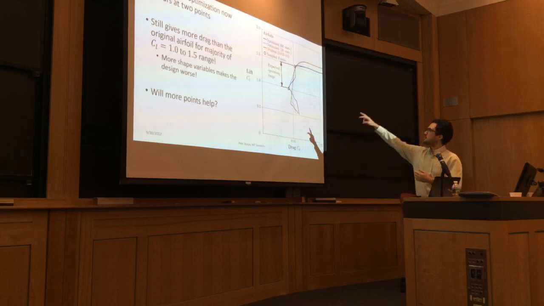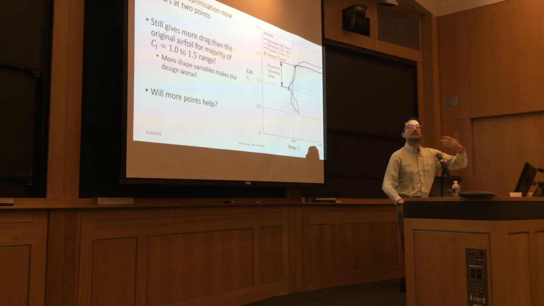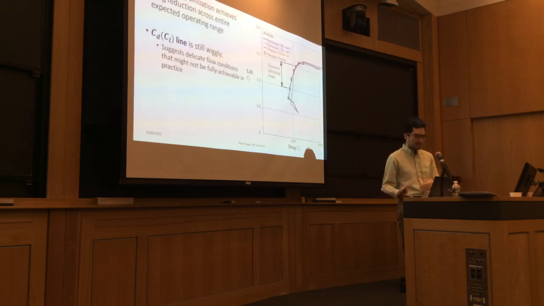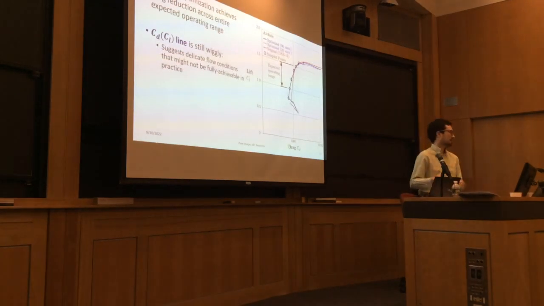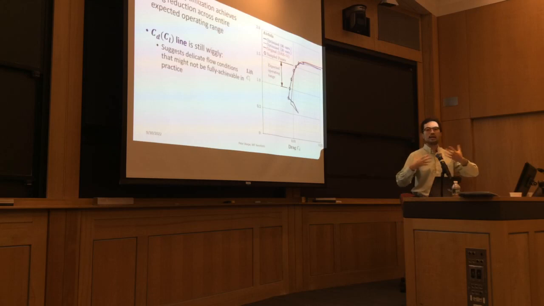The question here is, all right, so we got some benefit by looking at 2 points. What if we had more? Will that eventually solve our problem? So let's look at what happens if we do 6-point optimization here. So looking at 6 different lift coefficients and kind of doing a weighted average over how it does at all those points. And that actually starts to get us to something kind of interesting.